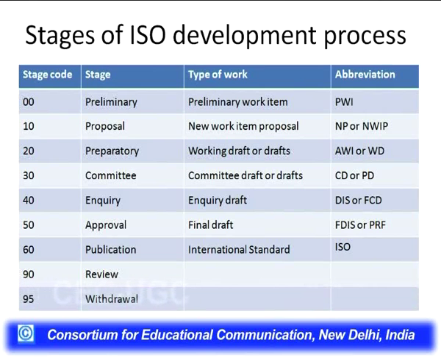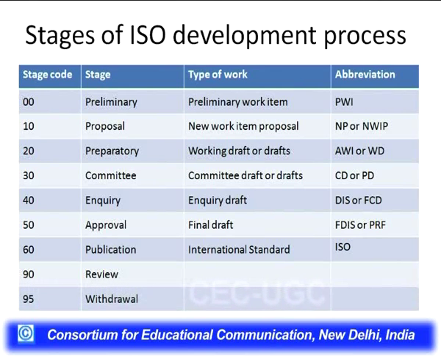The next stage is the preparatory stage, which has a code of 20, and in this stage drafting work is done. Work on the draft is done there, and it is abbreviated as AWI or WD.